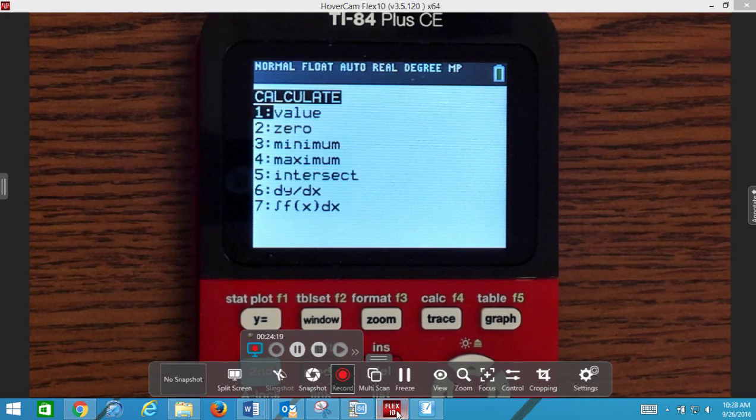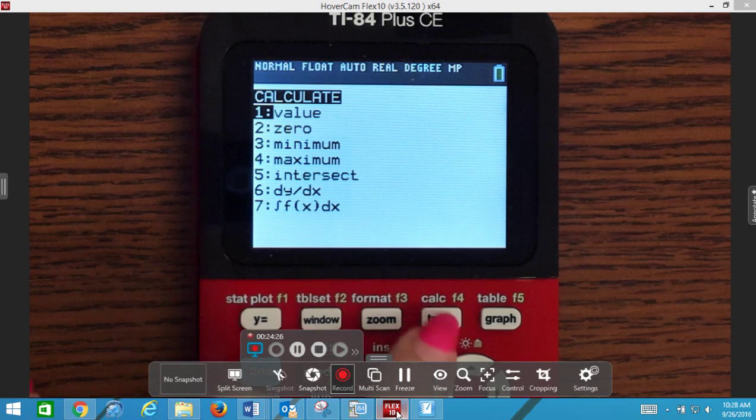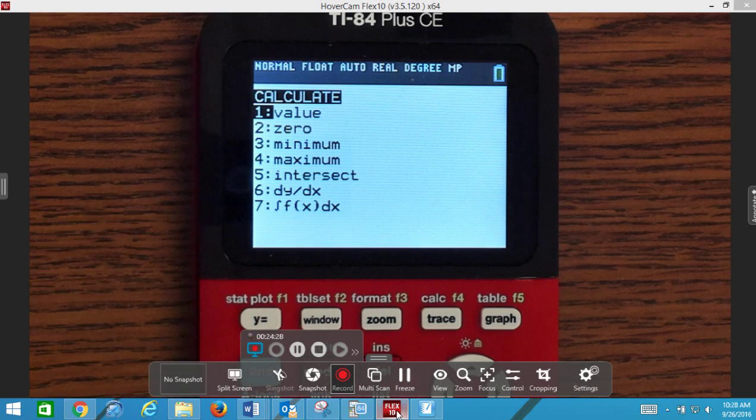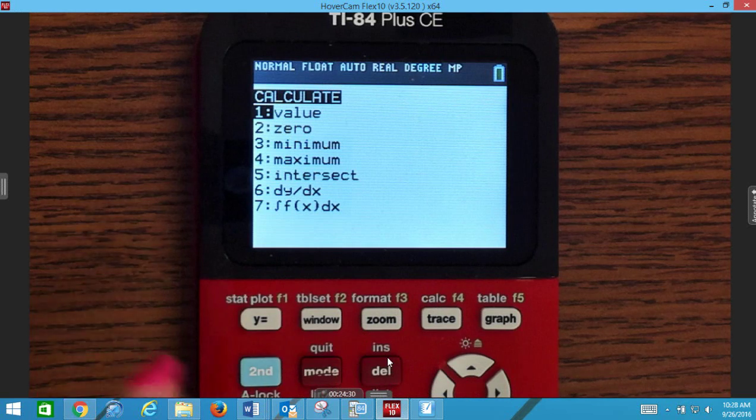Where's trace? At the very top, right next to graph. Second trace, right next to graph. All right, so second trace, we're going to choose number 4, which is maximum.